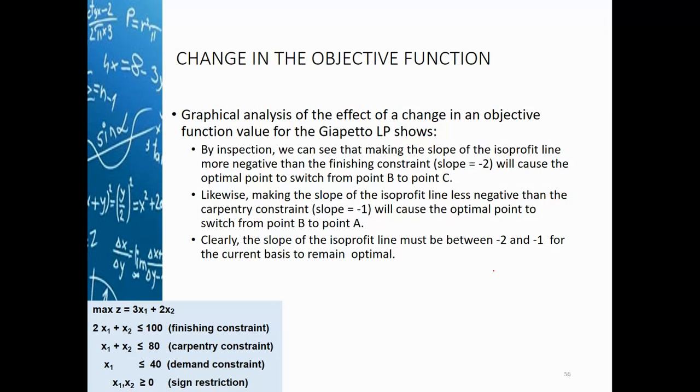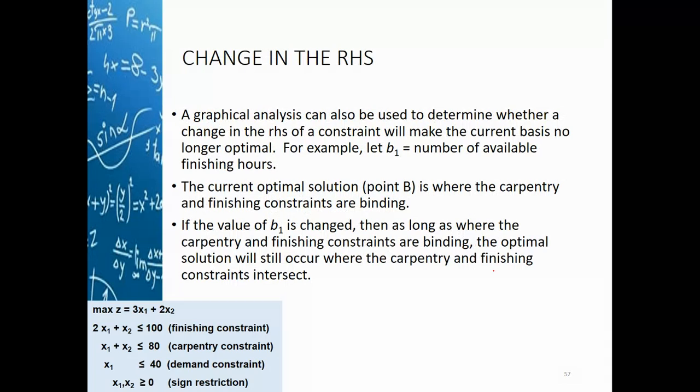What does that tell you? This analysis can determine whether a change in the right-hand side, the RHS, of a constraint will make the current basis no longer optimal. What does it mean by the right-hand side here?